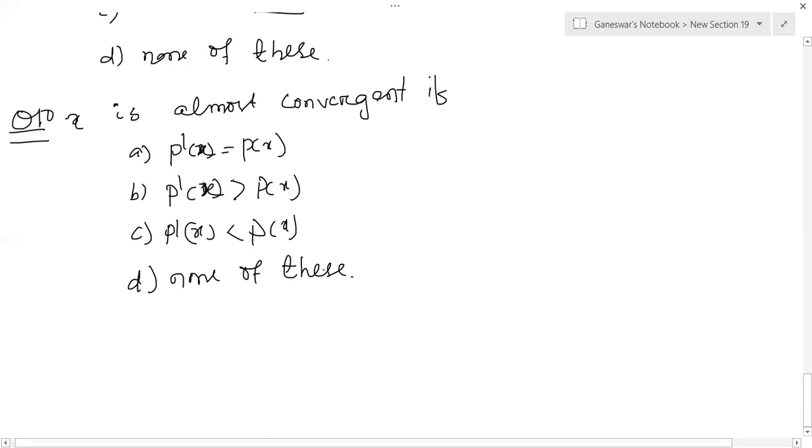Just check here which one is true for this condition. X is almost convergent if P dash X is equal to P of X. That is the definition. X is almost convergent if it satisfies the condition P dash X is equal to P of X.